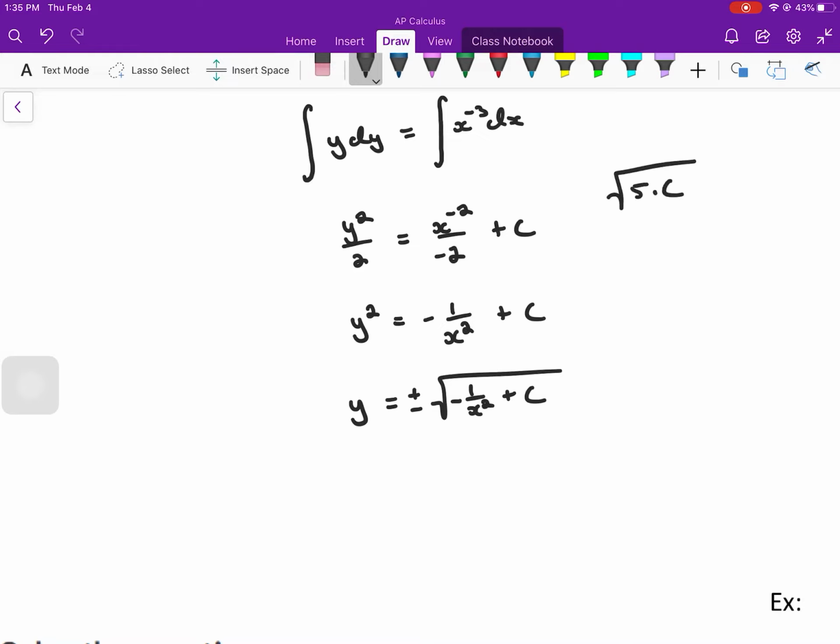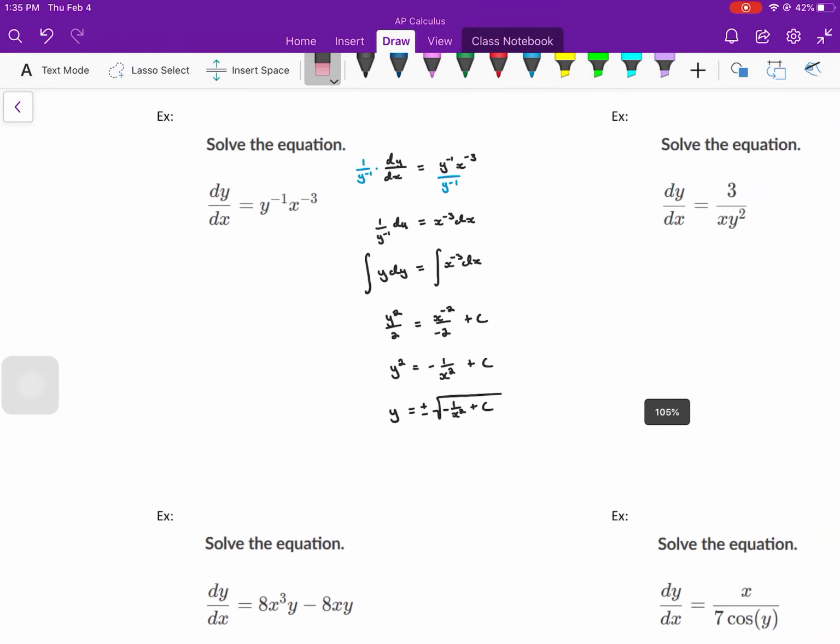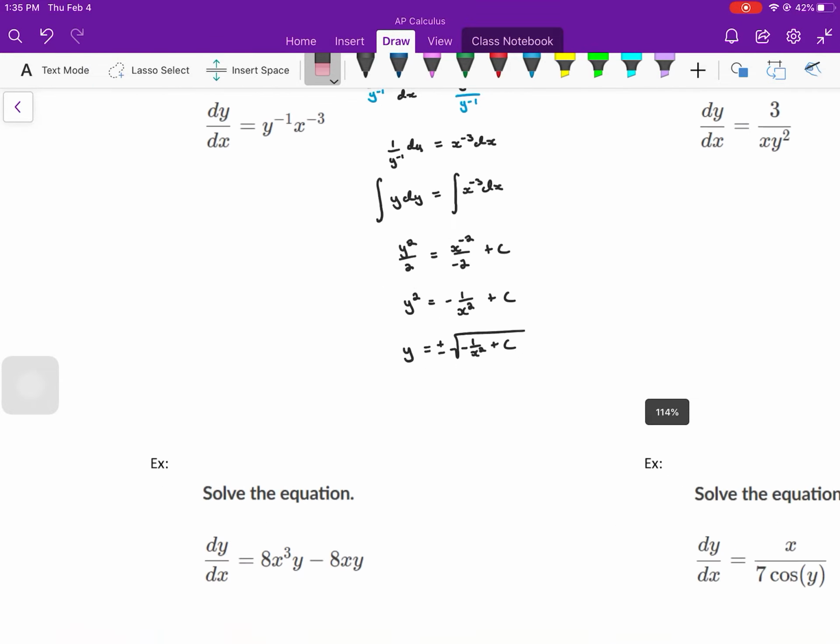It's different in multiplication. 5 times c could be separated as square root of 5 times square root of c, and square root of c is just c. And that's the reason why we can bring that c out of the square root in that case. But because of the plus, we can't do that. And so we'll just leave it inside like you see there.